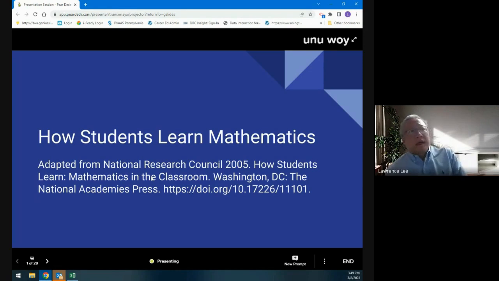So we're going to take a step back and look at the bigger picture of how students learn mathematics. This is all adapted from a paper written back in 2005 from the National Research Council. It was basically called How Students Learn, and they addressed how students learn different subjects, mathematics being one of them. I'm saying that just so I don't get nailed for plagiarism, even though I could have cited a little bit better. But moving on.